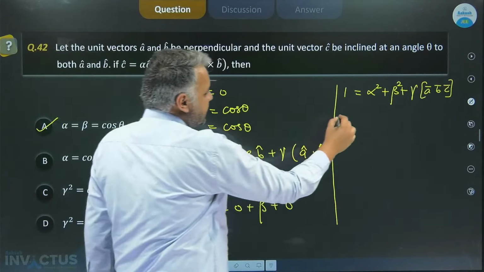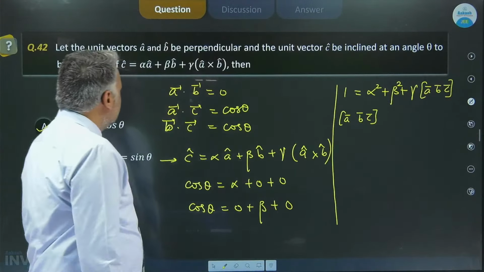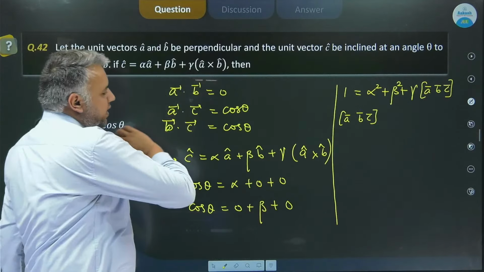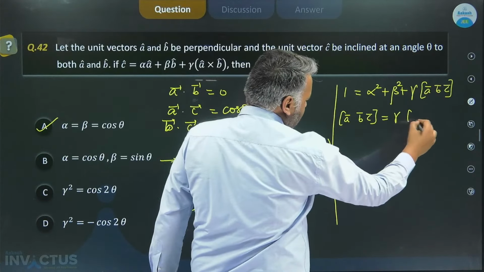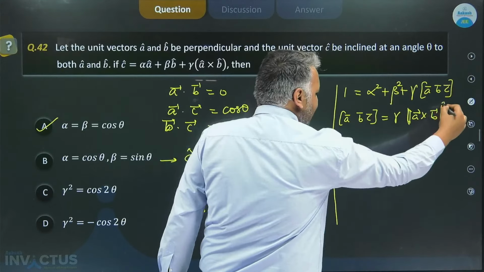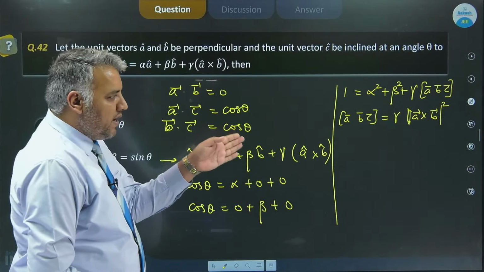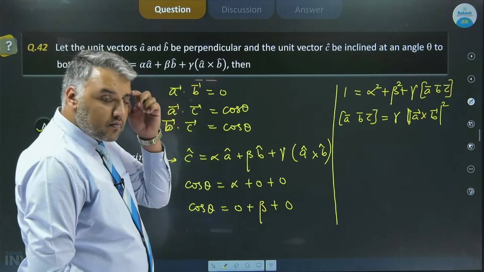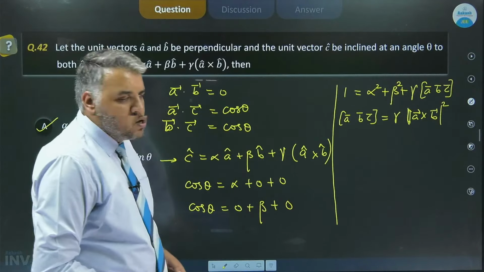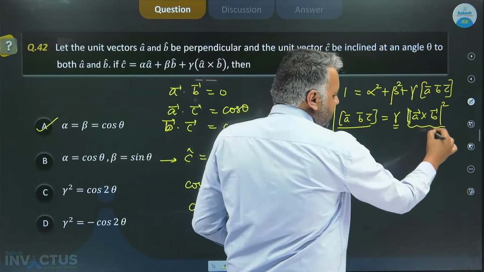Now again taking dot product on both the sides with A cross B. So on the left hand side we'll see that it will be the scalar triple product of ABC, A cross B dot C. And on the right side this will be 0, this will be 0, and this will be gamma times A cross B magnitude whole square. Now what will be the magnitude of A cross B? That will be magnitude A, magnitude B, that is 1, into sine of the angle between A and B, that is 90 degrees, so that will be 1 only. So from here we can say that this scalar triple product is nothing but gamma, as this is equal to 1.